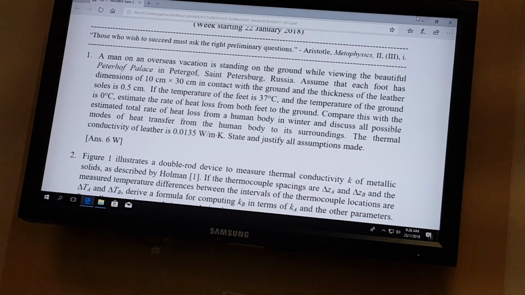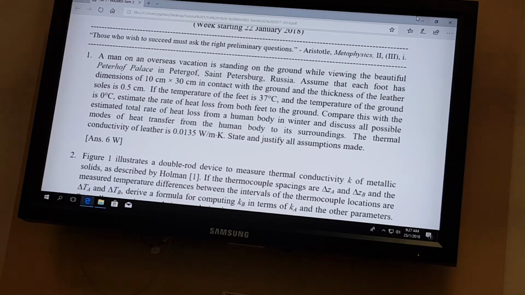Okay, so it's conduction. The dimensions are 10 and 30, and because they are vastly bigger than the 0.5 thickness, we can treat it as one-dimensional heat transfer. So we have two temperatures. One is the lower temperature, which is 0 degrees Celsius, and this one is 37 degrees Celsius.